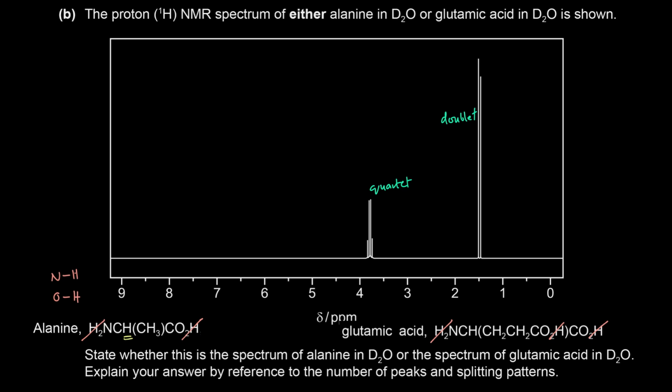The CH, let's call that HA, is split into a quartet by the neighboring carbon's 3 protons. And the CH3, which has 3 protons, let's call that HB, and it's split into a doublet by the neighboring carbon's 1 proton. Remember, this is the n+1 rule. If the neighboring carbon has 3 protons, you'll get a quartet, 4 peaks. For HB, the neighboring carbon has 1 proton, so you'll get a doublet. So you see that doublet-quartet pattern. Whereas for glutamic acid, you actually have 3 different types of protons, so you would see 3 peaks in this spectrum, excluding the OH and NH peaks.